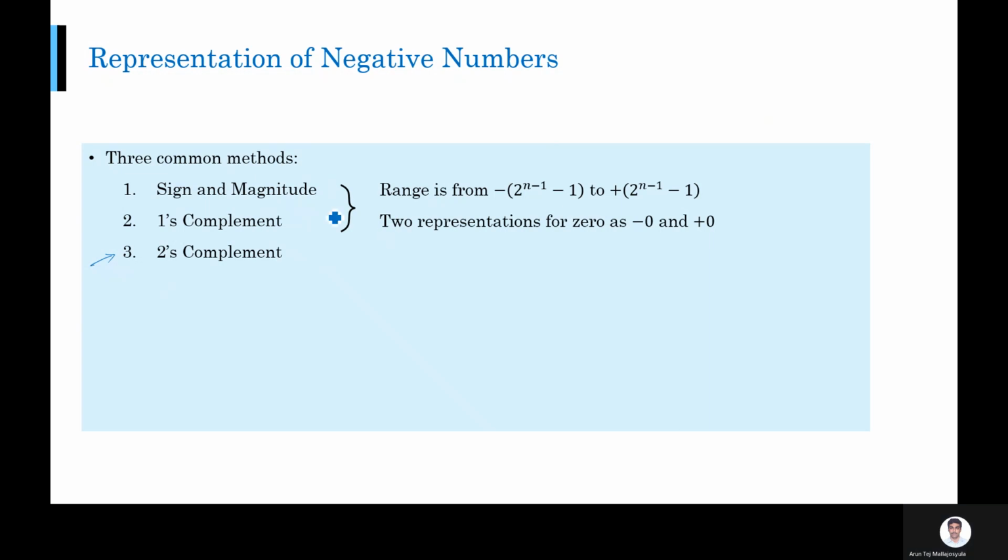Note that for both sign magnitude and 1's complement, as I have told earlier, the range is from minus 2 to the power of n minus 1, minus 1, to plus 2 to the power of n minus 1, minus 1. Okay. And there is one more thing which is common between these two representations. That is that there are two representations for 0, as minus 0 and plus 0. We will come to this soon.